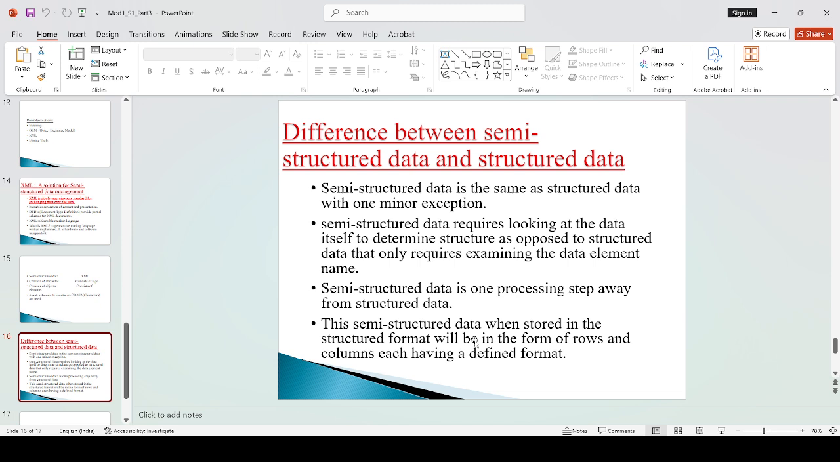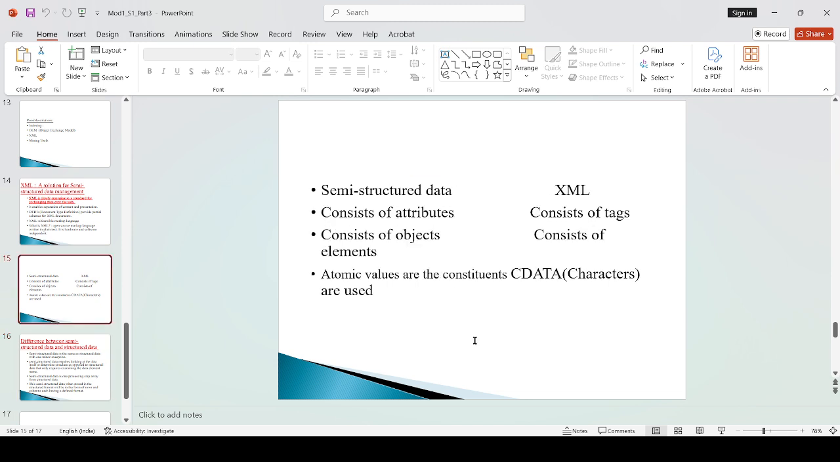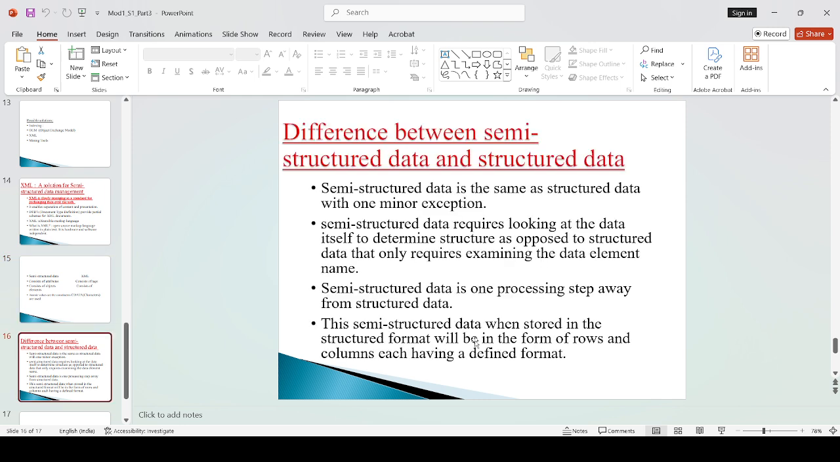Let us compare semi-structured data with XML. Semi-structured data contains objects and attributes. In XML, objects are represented using elements while attributes are represented using tags. The actual data values are stored as character data, also known as CDATA. XML therefore provides a standardized way to represent semi-structured information.